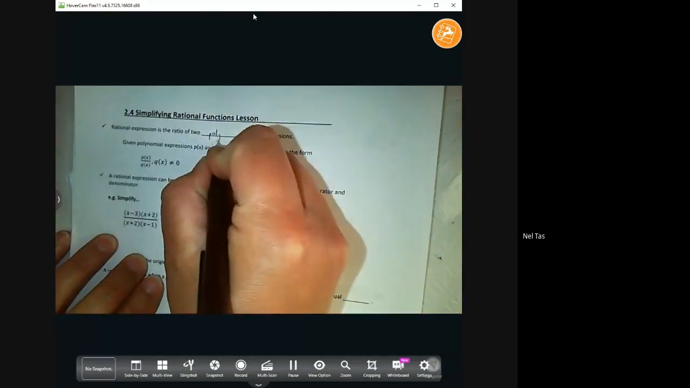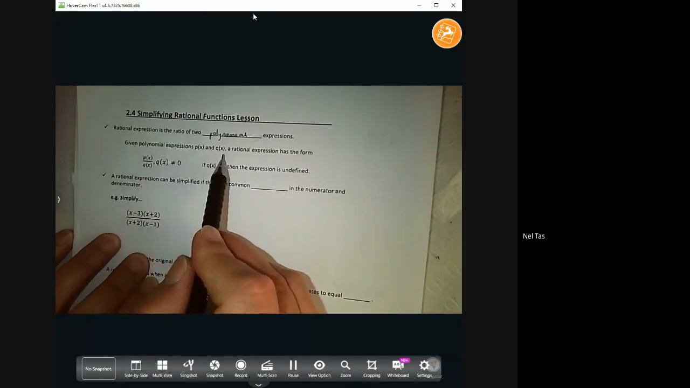Hello everyone. Today we are looking at simplifying rational functions that corresponds to 2.4 in your textbook. So a rational expression is the ratio of two polynomial expressions. So you have a polynomial in the numerator and another polynomial in the denominator.